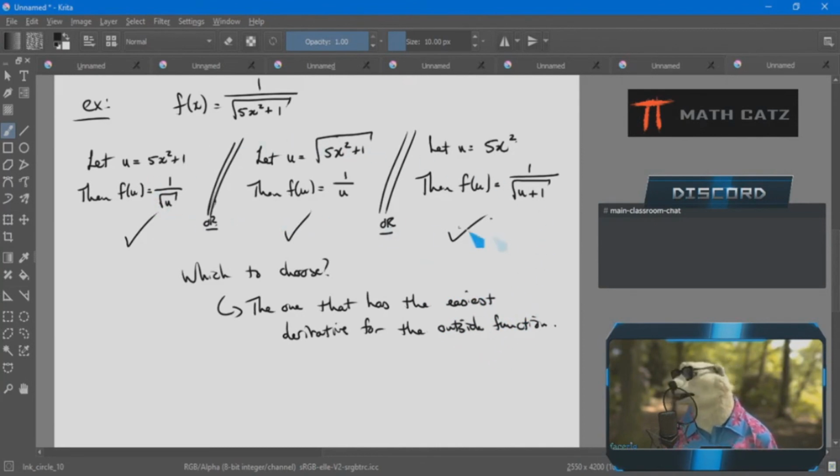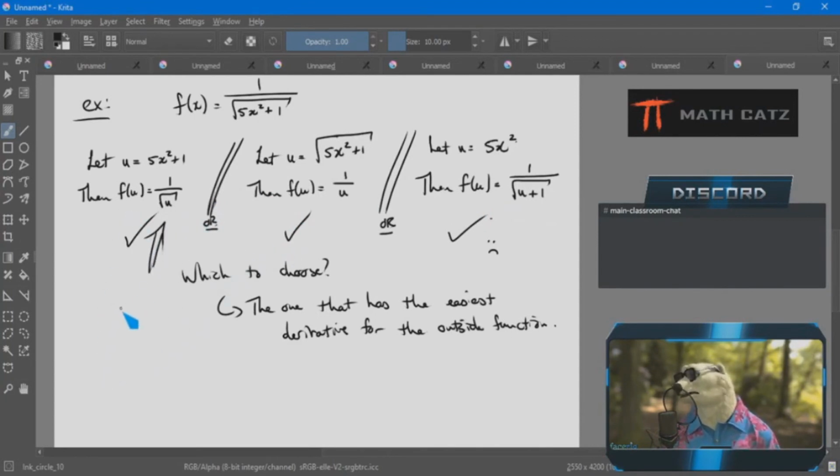So of these, I will not choose the last one. I'll put a sad face next to it. It's still correct, but moving forward, when I'm putting a derivative layer on top of this, that guy is not going to be the nicest outside function to work with. I don't even know what to do at this stage. Whereas the first two are going to be pretty doable, right?